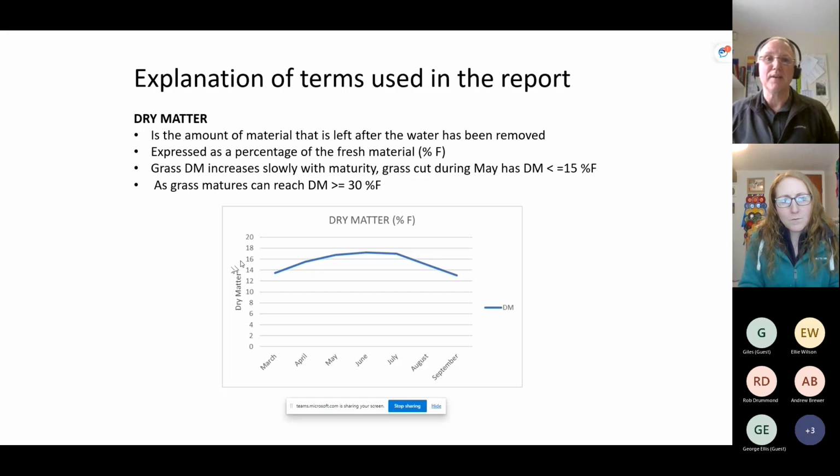And then the dry matter increases slowly as the maturity of the grass increases. So obviously, for any grasses in and around before May, you'll see there in the graph, it progresses up to a crescendo and then falls back again.